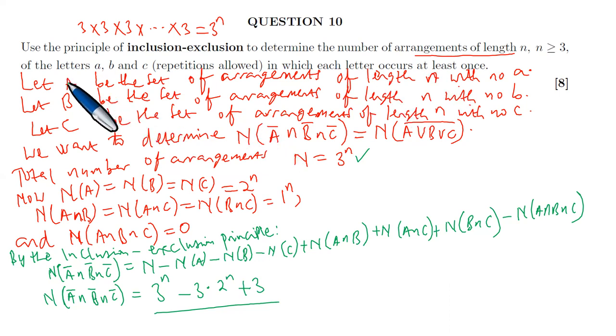So we decided to say, okay, let A, B, and C be the sets with no A, no B, no C. So we want to determine the complement of A intersection complement of B intersection complement of C. Why are these complements here? Because now we are saying at least once. If A has no A, then the complement of A is going to have A. So this one is A, this one is B, and this one is C, but most importantly, it has at least one A, at least one B, at least one C.